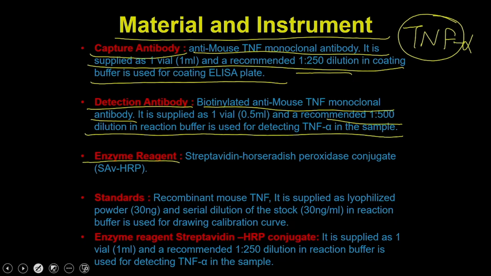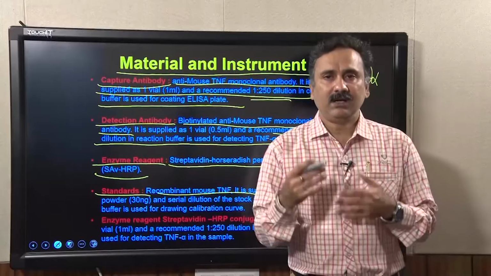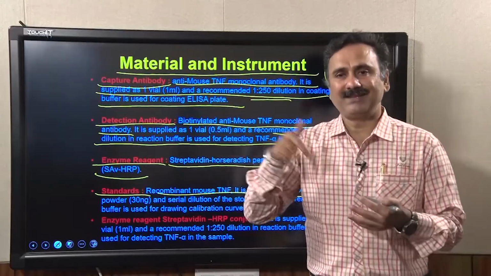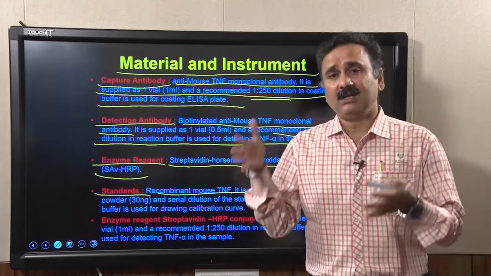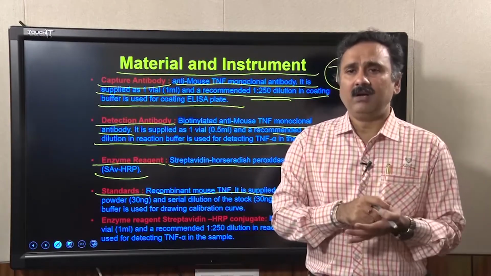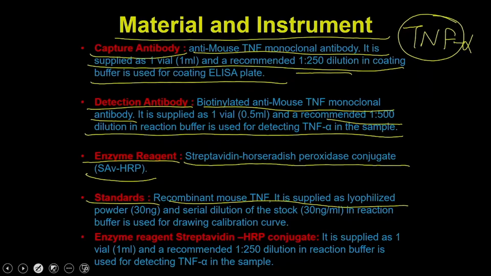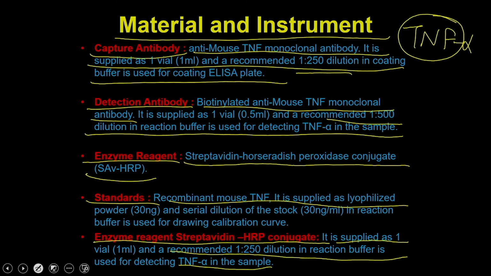Then you require the enzyme substrate. Streptavidin horseradish peroxidase conjugate is used as the detection system. Then you require the standard. In this case you need the mouse TNF alpha standard, so that you can perform the standard reaction and measure the level of TNF alpha in the patient samples. And the enzyme, the HRP conjugate, is the reagent you use, and the recommended dilution is 1:250 to detect the TNF alpha in the sample.